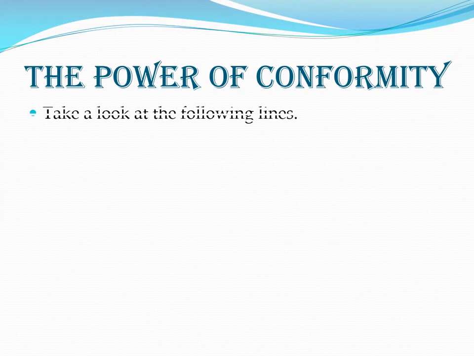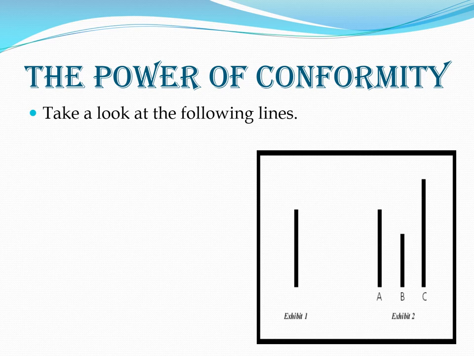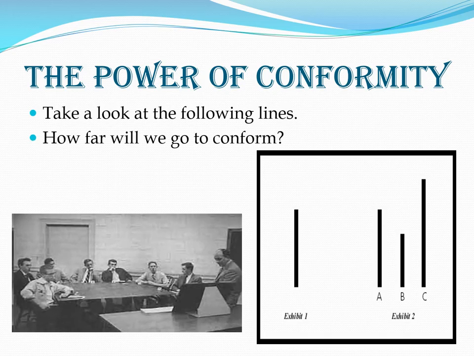So just how far will we go to conform? This is a very interesting question. How far would we go to conform? Imagine that you are part of an experiment. You are one of six people, or seven people, let's say, that have been asked to volunteer for an experiment. And in this experiment, you're told it is a study on visual acuity. Visual acuity, okay? That's no big deal.